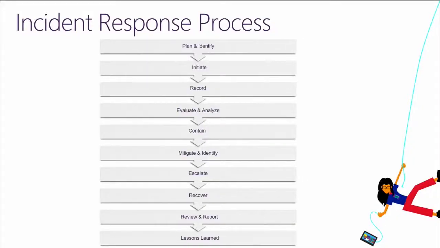Okay, incident response. How is incident response happening? First of all, you have to plan and identify the job roles. The incident response team should be able to initiate, record, evaluate and analyze the findings. He or she has to be able to look at what is contained. If possible, mitigate, identify. Now, this is not forensics, right? Escalate the issue, recover, review, and most of the time, we usually do lessons learned. But as we all know, or as you should know, forensics and incident response are two separate teams which work together.